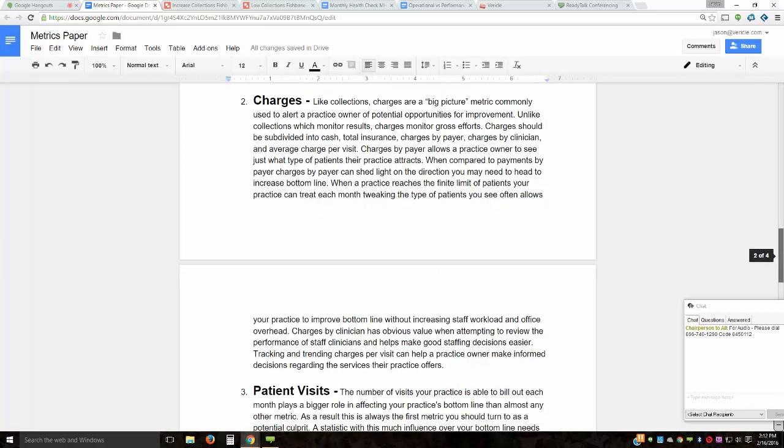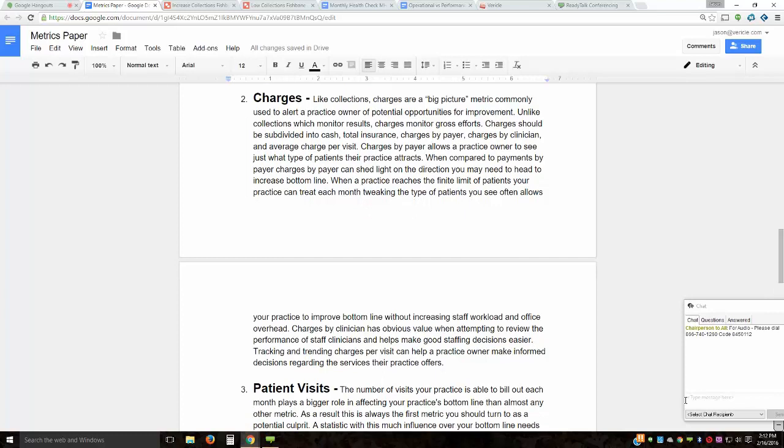Charges sometimes are thought to be right in line with visits. If I had all the visits, I'm doing fine. But if you're a heavy insurance shop and all of a sudden a particular CPT code stops getting covered, you're in a world of hurt. You're seeing a big reduction. If you start seeing all of a sudden a big increase in the number of Medicare patients that you're seeing and they're only going to pay certain codes, you're going to see charges drop like a stone. This is a big picture metric.